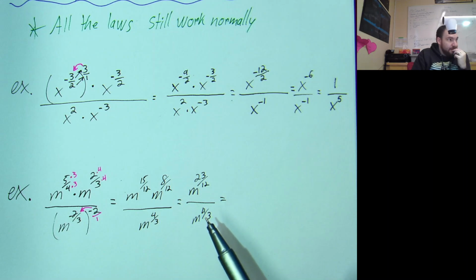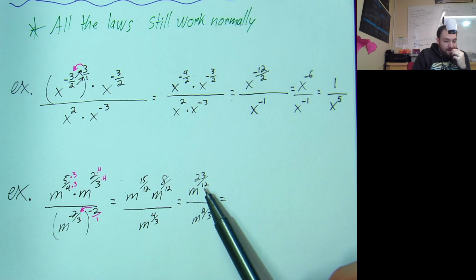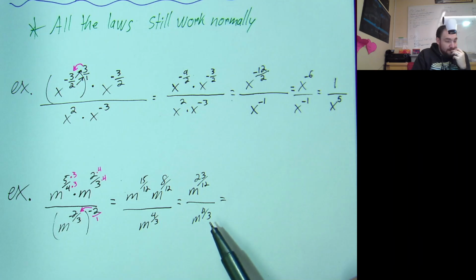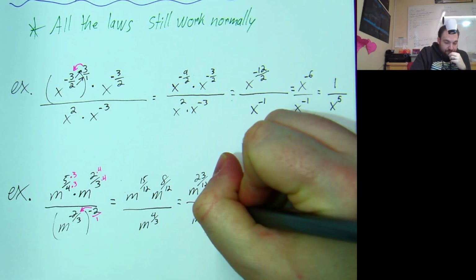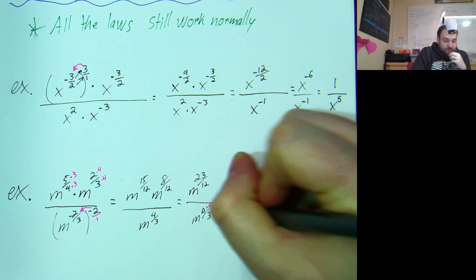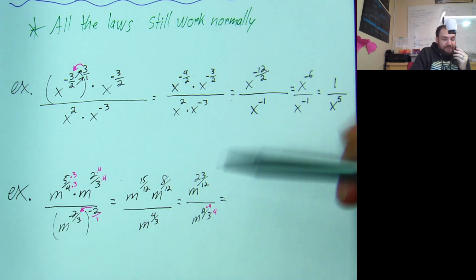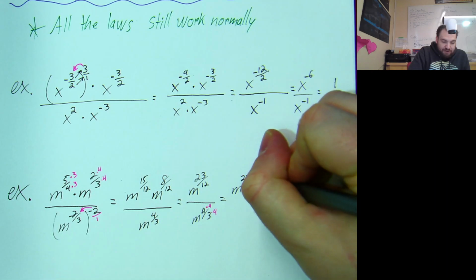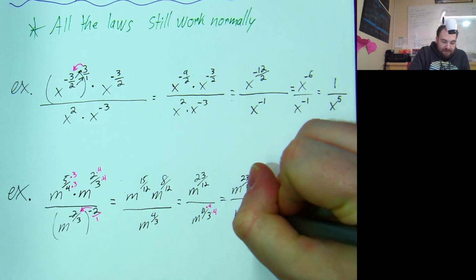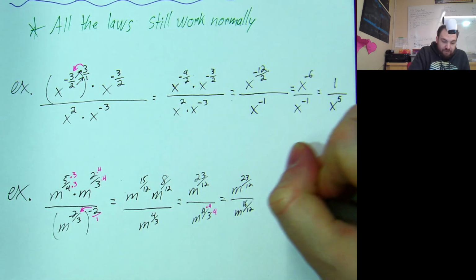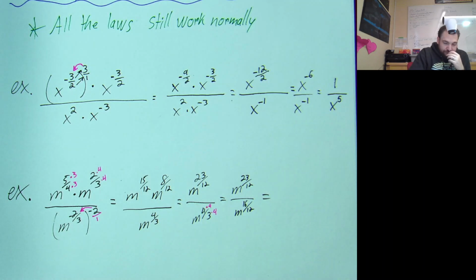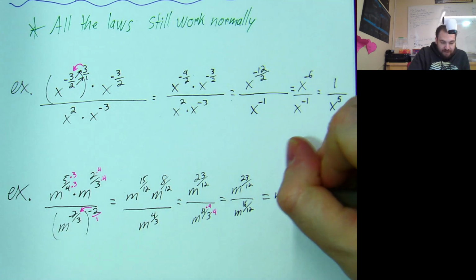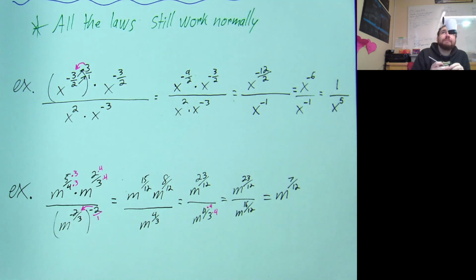Leave the top the same, and multiply the 4 by 4. So I'm going to multiply the bottom fraction, top and bottom, by 4. And so that's going to give me m to the 23 over 12 over m to the 16 over 12. And now I can subtract: 23 over 12 minus 16 over 12 is m to the 7 over 12, and we're done.